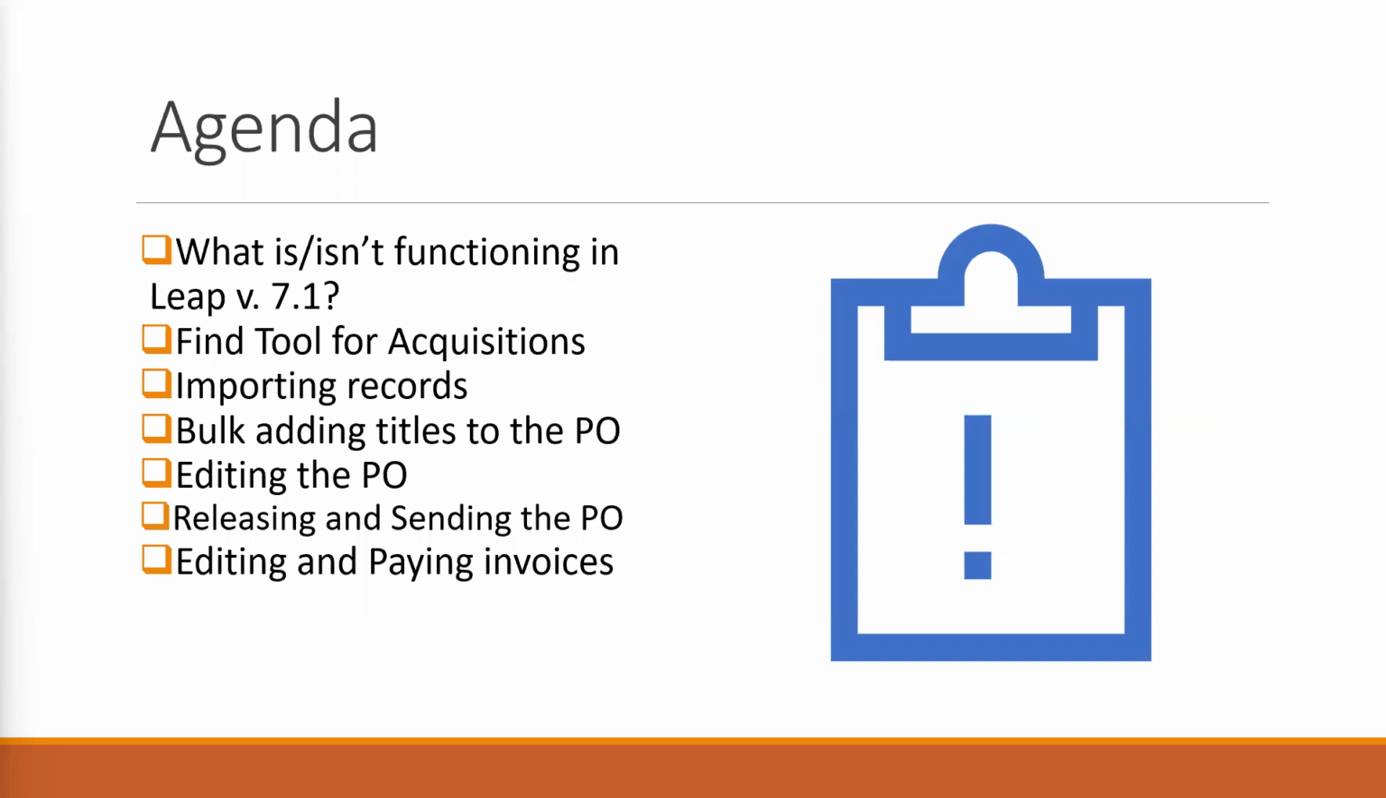Like last week's session, I will begin by reviewing the list of functions that are available in LEAP and what still needs to be completed. I'll be interspersing the use of the Find tool throughout my demonstration. The demonstration will include the EDI workflow from the point of importing on order records. I will use the 970 field to add the records to a PO in bulk. And then I'll review the purchase order and demonstrate features that can be edited. I'll release and send the PO and edit and pay an invoice.